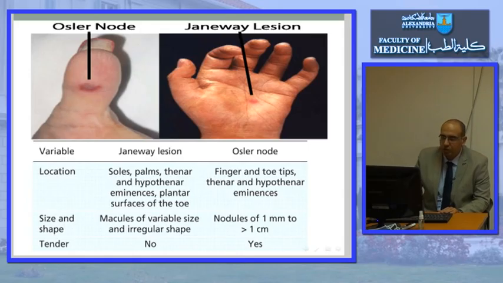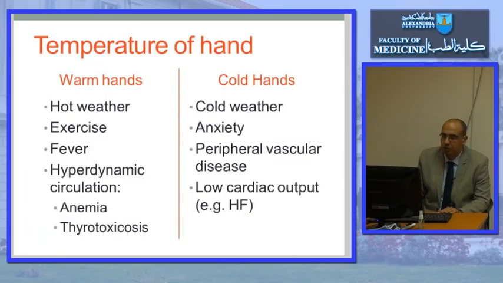What are Janeway lesions? It is a macule of variable size. It's present in the soles and palms of the hand. It is not tender. This is important to differentiate, and it is usually present in infective endocarditis patients.